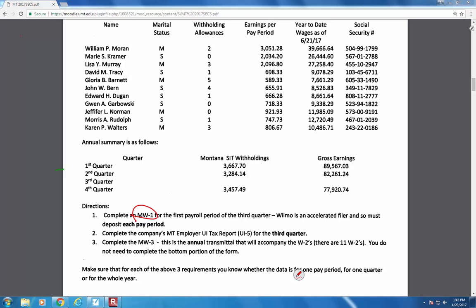It's to make your deposits. How often do these guys deposit? Yep, they're accelerated. How are you going to calculate how much they're depositing? Can you just get one big number? No, you've got to look up on the tables the SIT for every single person. And then add them up. And that's how much SIT for one payroll, right?